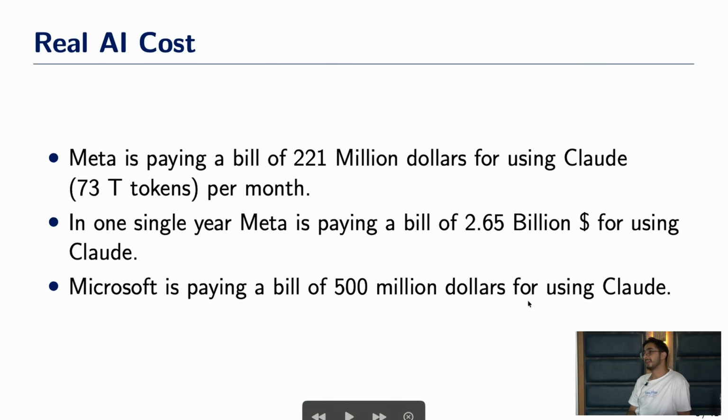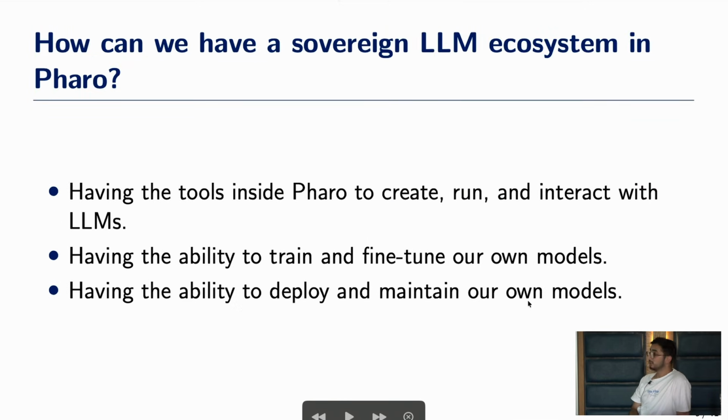A really interesting fact: I woke up this morning and learned that Meta received a bill from Claude for $200 to $21 million because they burned 73 trillion tokens last month. One month ago, Microsoft also received a bill for $500 million for using Claude. So what companies are saying now is: what if we can build our own models inside our company, our community, our team, etc.? That is why PharoLLM is here.